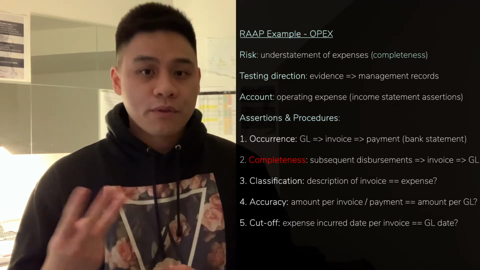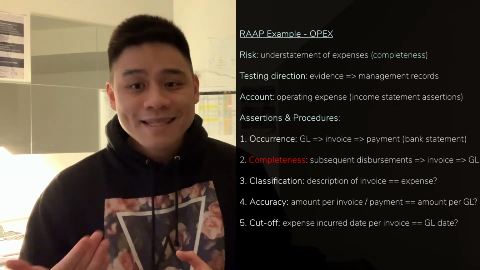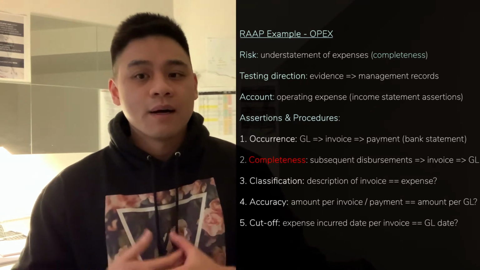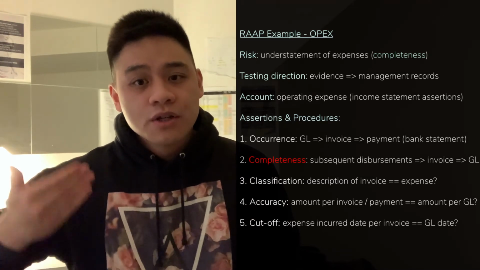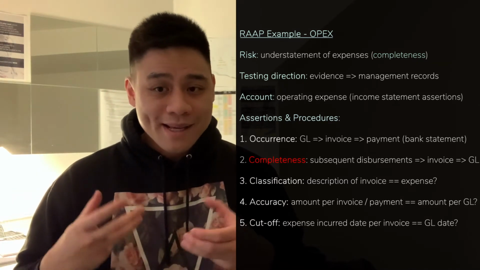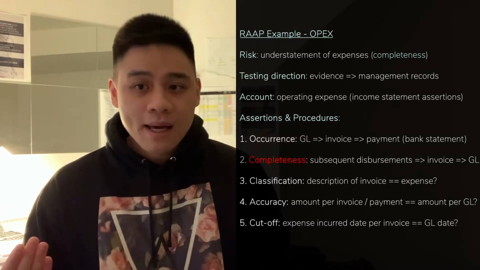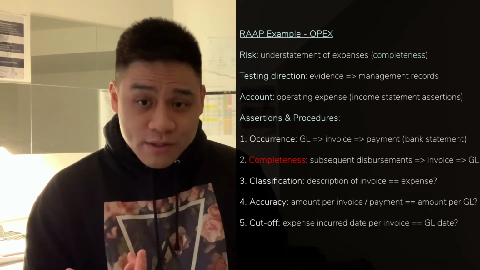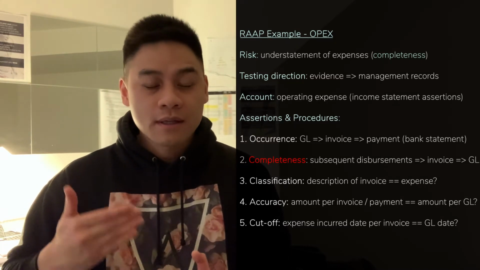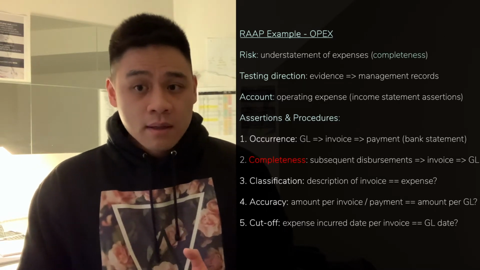And then moving to our third assertion, which is classification. During the testing of the procedures above, we will inspect the description of the invoices to see if the nature of the description aligns to what we expect an expense to be, or should it be capitalized as a betterment. And as a quick review, betterments are costs that enhance the service potential of a PPE item.